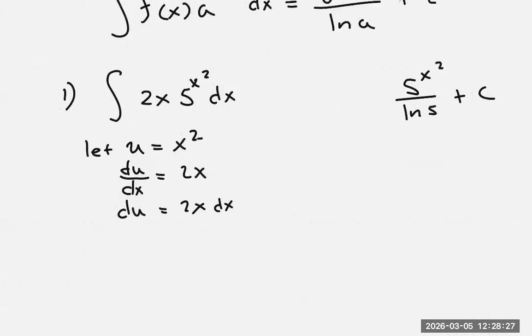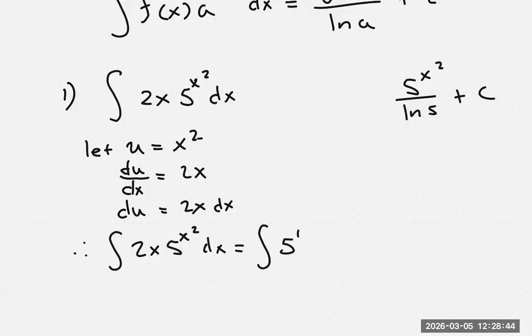We have that exactly. So therefore, the integral of 2x times 5 to the x squared dx is equal to the integral of, replacing the x squared with u, 5 to the u times du, because these two things are du.